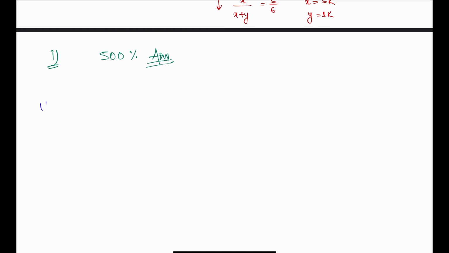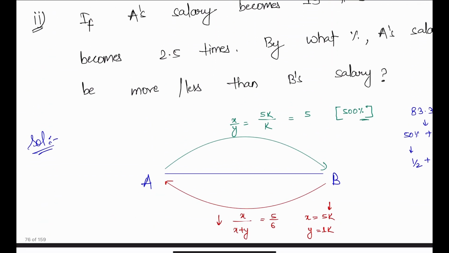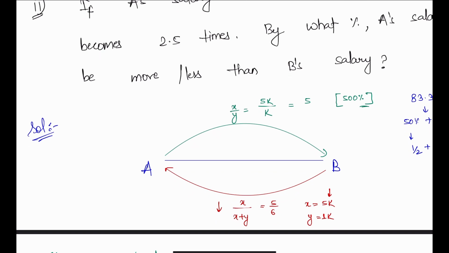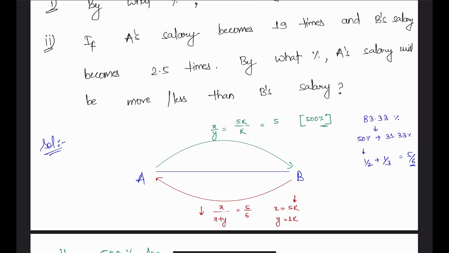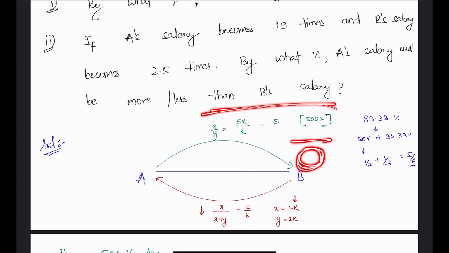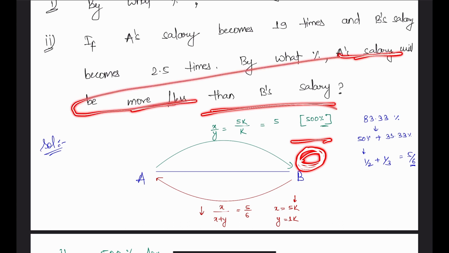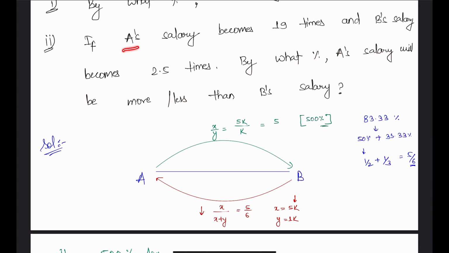The second part of the question is something interesting. Let's read it. By what percent will A's salary be more or less than B's salary, if A's salary becomes 19 times and B's salary becomes 2.5 times? Again, the comparison is for B's salary, so B's salary will be at the bottom, and whatever the difference between A's salary more or less, that will be on top in 100. So the concept is all clear. It's just how we are going to increase A's salary by 19 times and B's salary by 2.5 times.